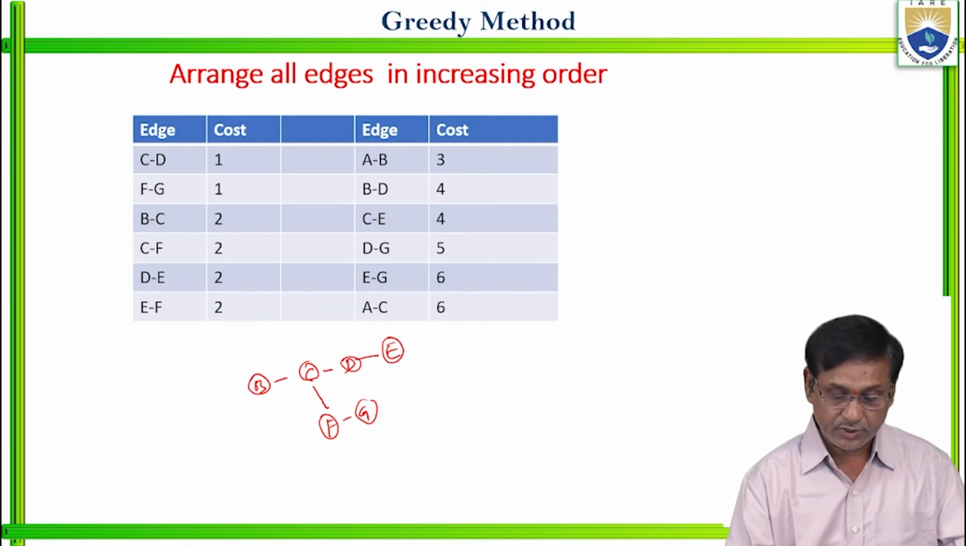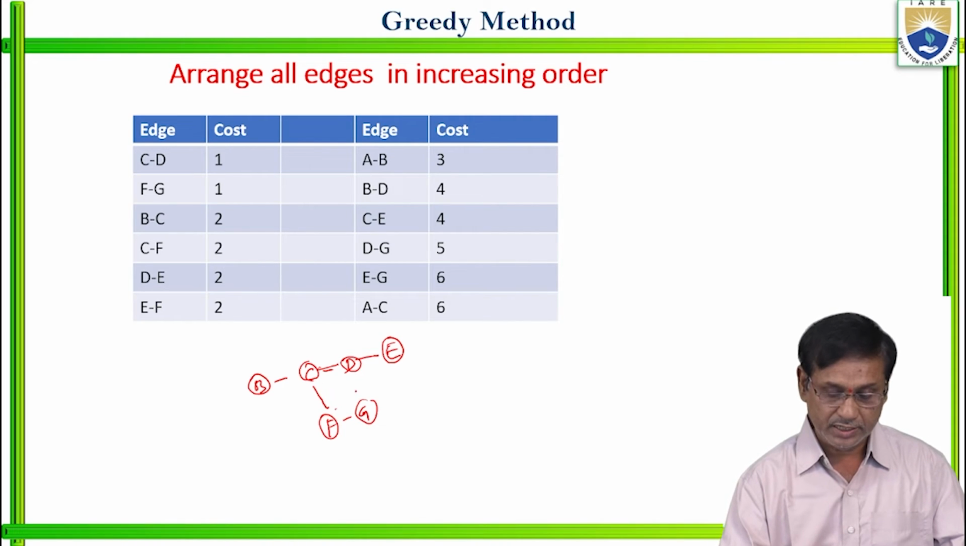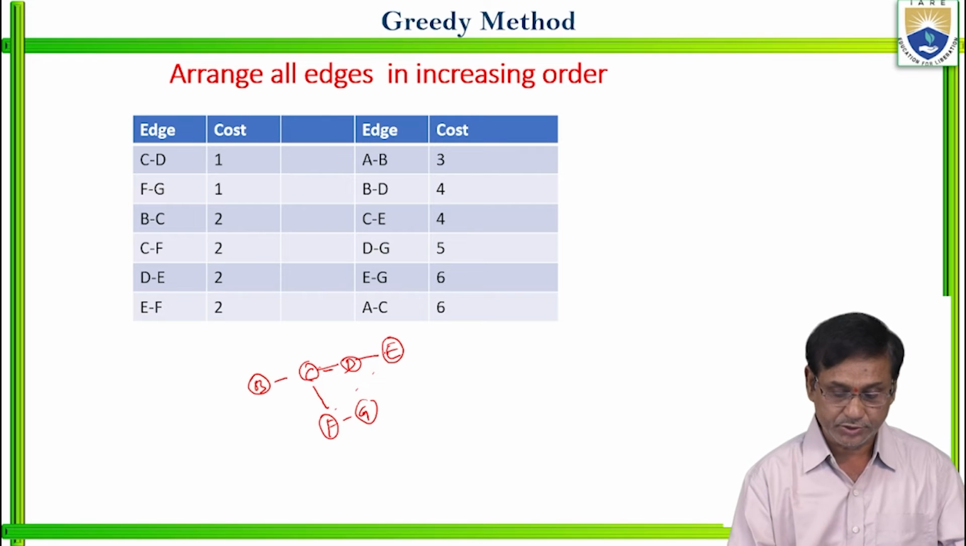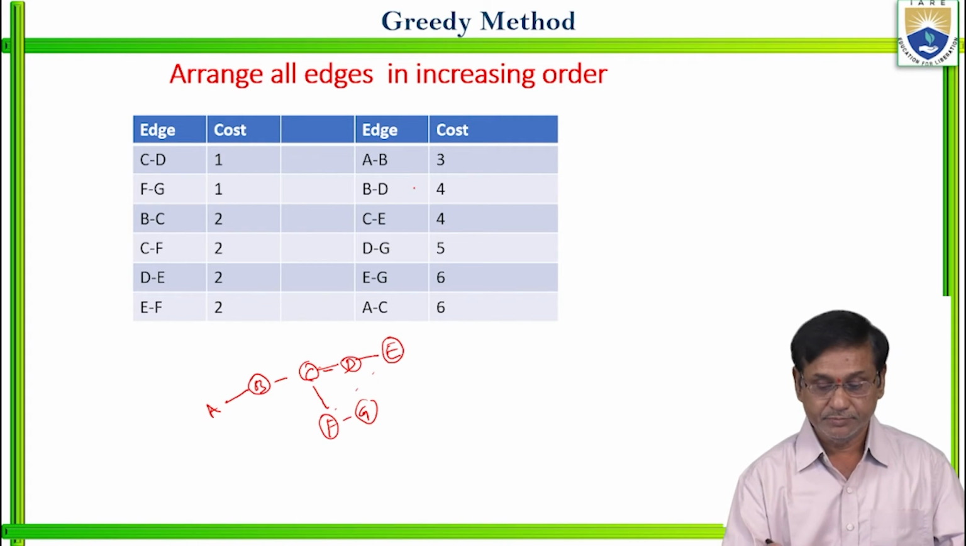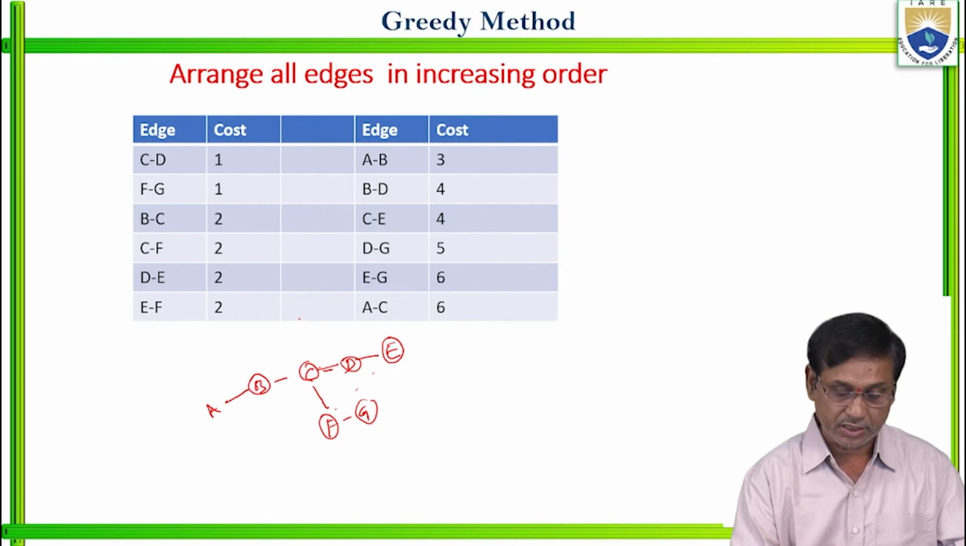Then EF. While selecting an edge, a loop should not form. When you join E and F, a loop is forming, which means it should not be considered. Next, AB. A and B are in different sets, so we can combine them. Draw a line between A and B. Consider the edge AB. Then BD. We cannot consider BD, because if you join it, a loop will come.